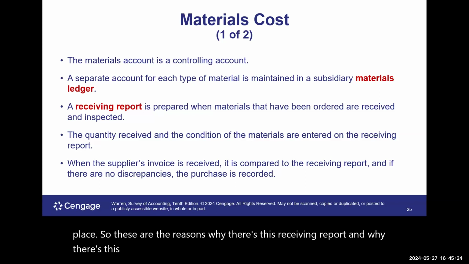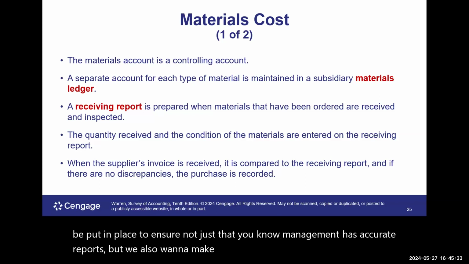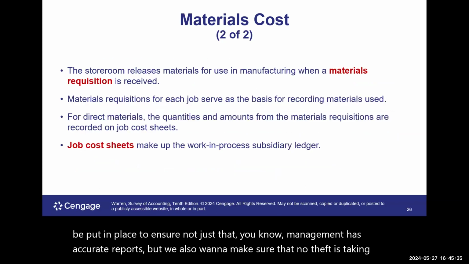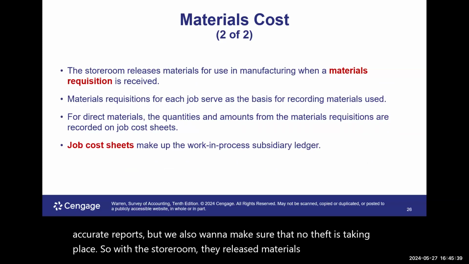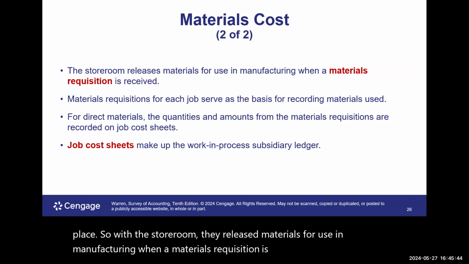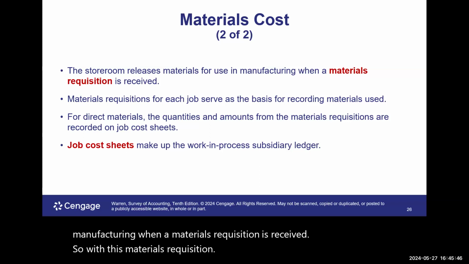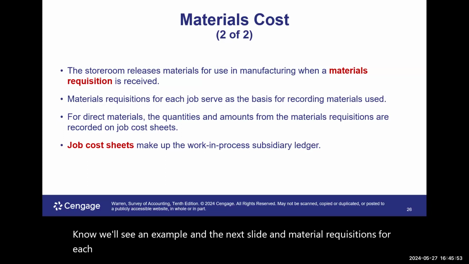And there's a series of processes that need to be put in place to ensure not just that management has accurate reports, but also that no theft is taking place. So with the storeroom, they release materials for use in manufacturing when a materials requisition is received. We'll see an example of this materials requisition in the next slide. And material requisitions for each job serve as the basis for recording the materials that have been used.